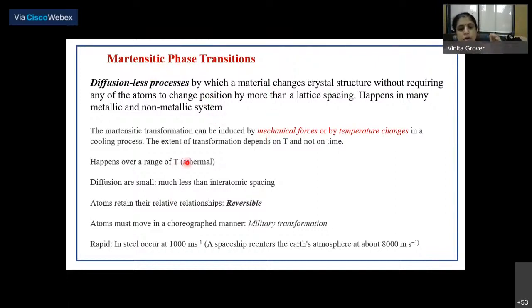Okay, so in this one, once you cool it below a particular temperature, the austenite to martensite phase transformation will start happening, and you will have a huge body of austenite. In between, some of the part will become martensite. Here, some will become martensite. Here, some will become martensite. So, how much of that will become martensite will depend upon the temperature. The temperature will decide the extent of phase transformation.